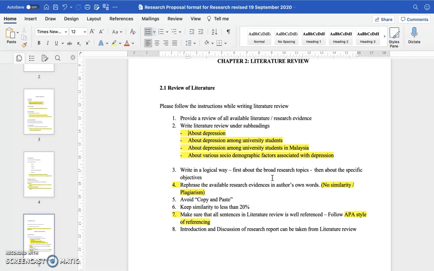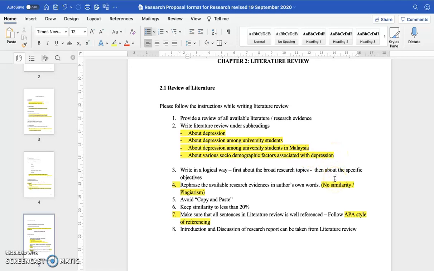Then second, about depression among university students. So you have to quote some research articles written on depression among university students. Then third, the big paragraph will be depression among university students in Malaysia. Maybe 3 or 4 studies you can quote. You have to read the article, then quote it. Then about various socio-demographic factors associated with depression. The next 3 or 4 paragraphs will be about socio-demographic factors associated with depression.